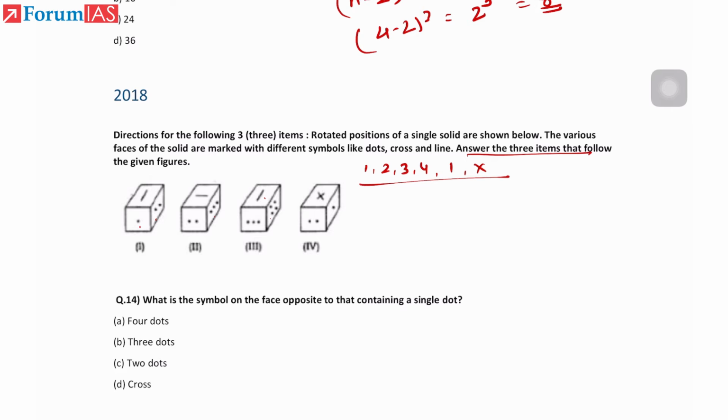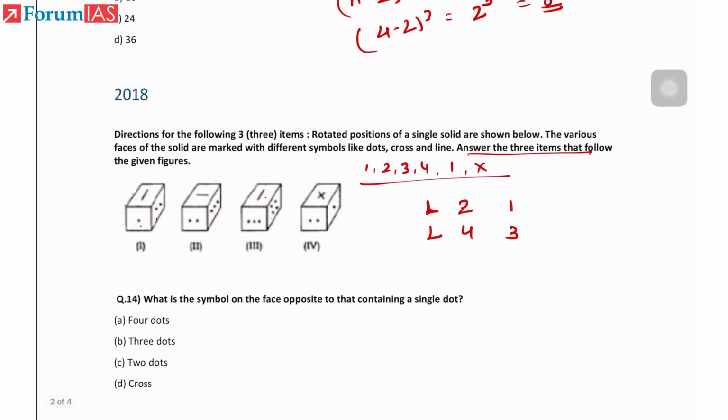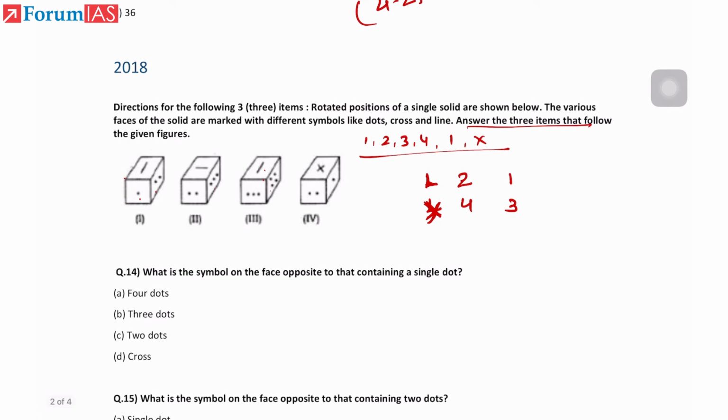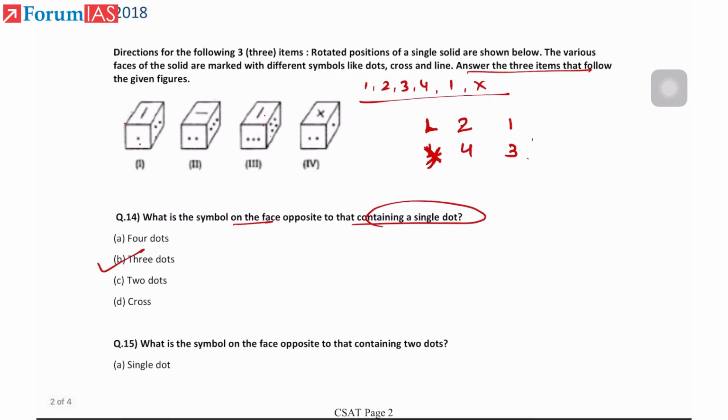Now, if you see the first one and the third one, there is only one term which is common. So I can write line, then 2, then 1, and then here it is line and 4 and 3. Of course, opposite to line we will get cross. So this is the combination. Now the question is, which is the symbol on the face opposite to that containing a single dot? So it would be 3. Then they're asking opposite to 2 dots, that would be 4.